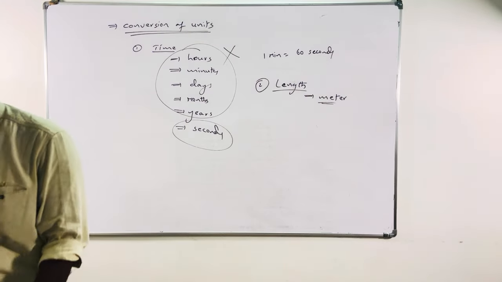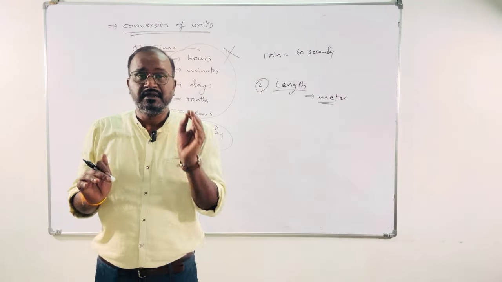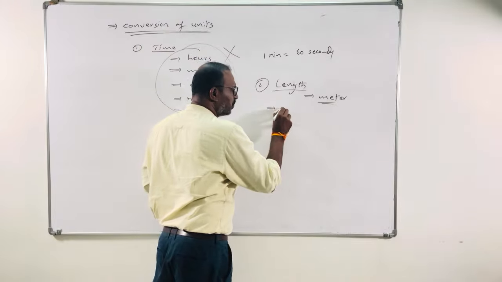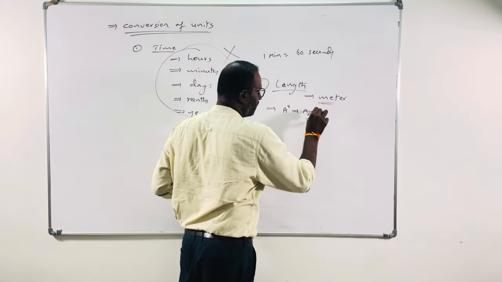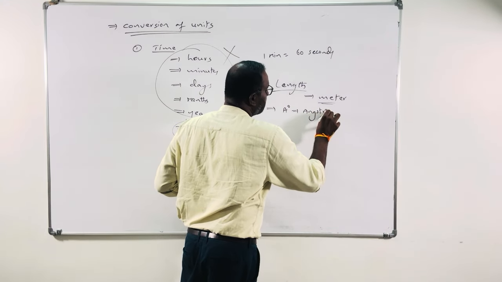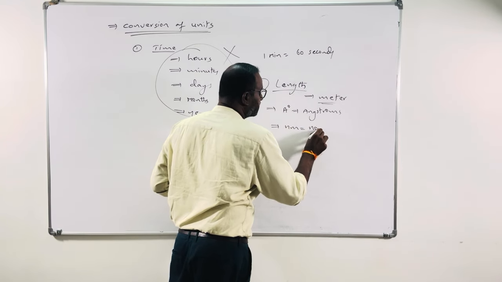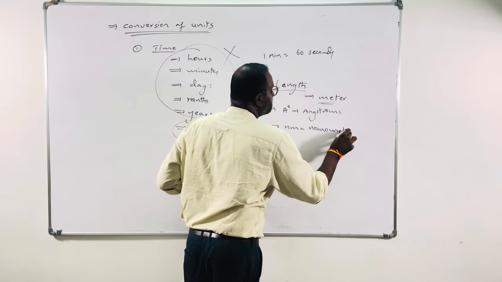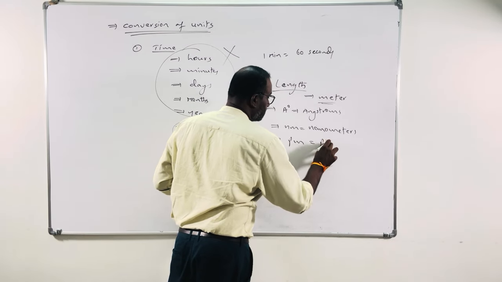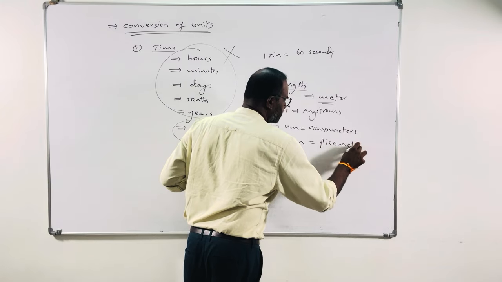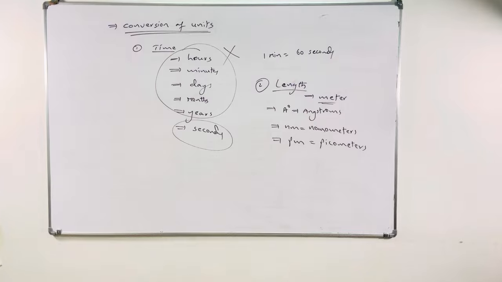But in chemistry, substances of meter length will not be there. Mostly they are given in angstroms, or nanometers, nm meaning nanometers. They may also give picometers. Mostly in chemistry we have angstroms, nanometers, and picometers.